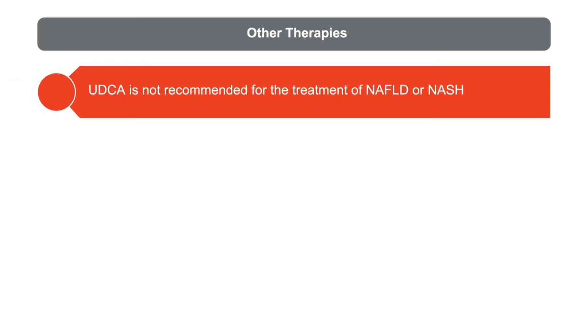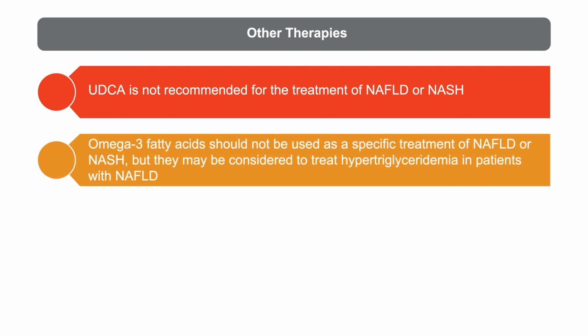There are certain therapies that are not recommended for treatment of NASH, such as ursodeoxycholic acid, because it has not been shown to be helpful. Omega-3 fatty acids also are not used specifically for treatment of NASH as they have not been shown to improve liver histology, although they do improve hypertriglyceridemia. That is typically a common association in patients with non-alcoholic fatty liver disease.